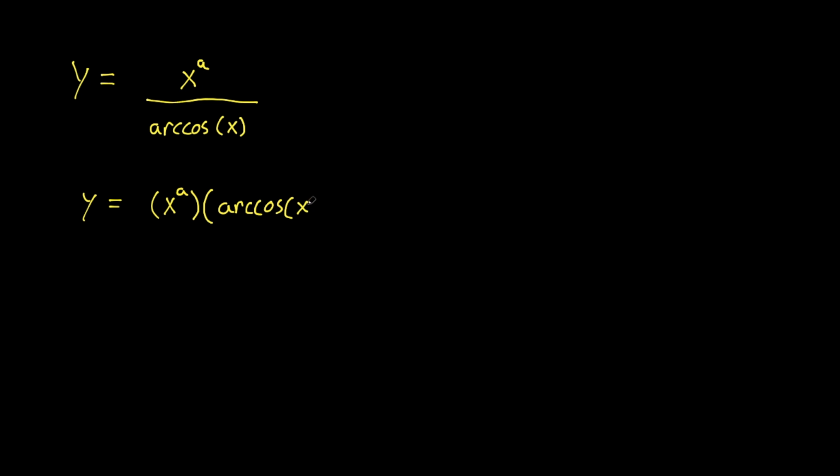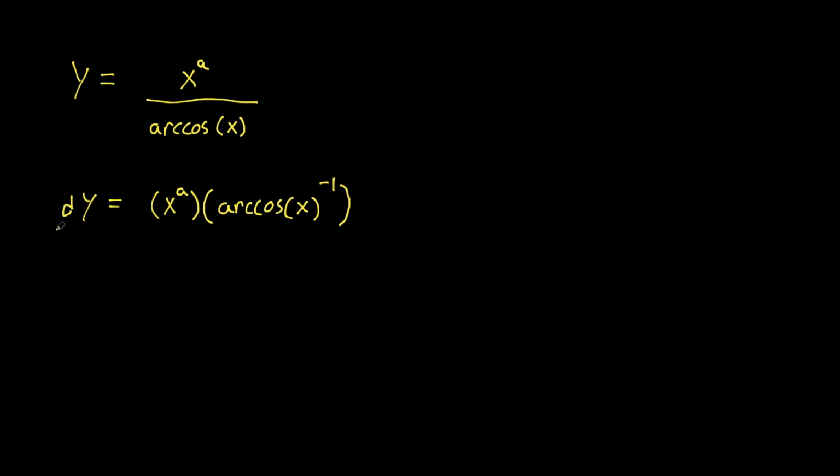Let's take the derivative of x to the a over arc cosine of x, where a is a constant. We'll start by rewriting this as x to the a times arc cosine of x to the negative 1. And then we can differentiate both sides with respect to x.